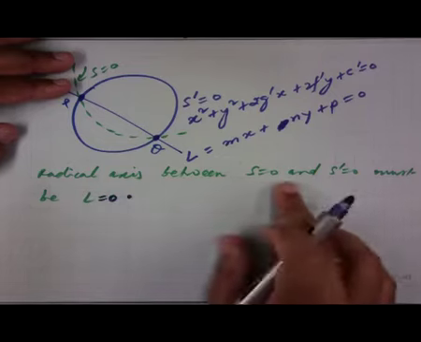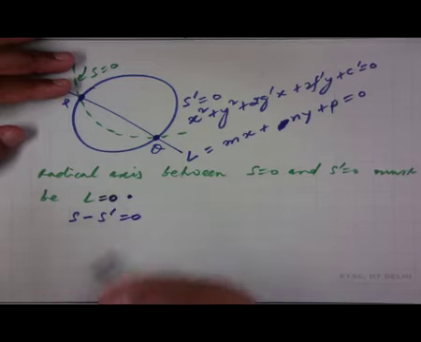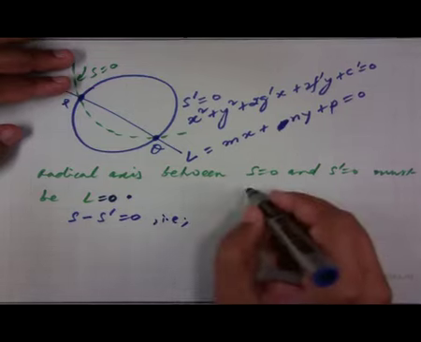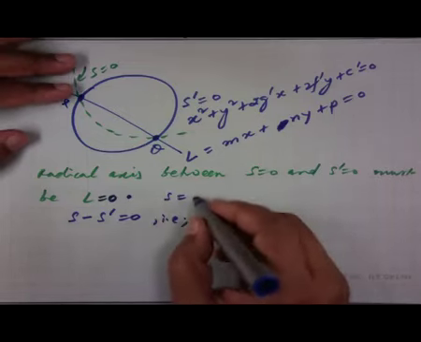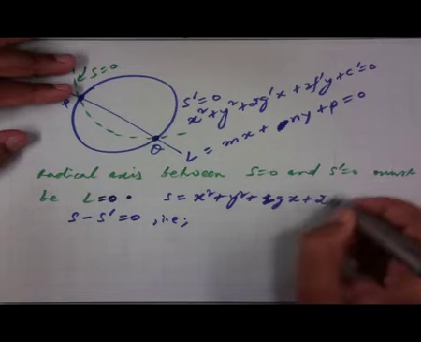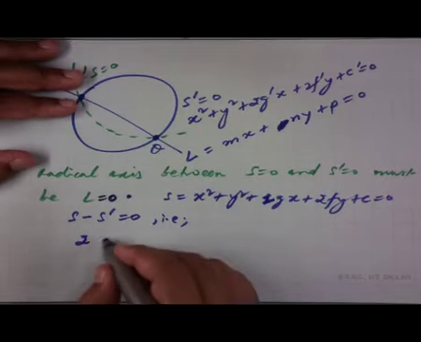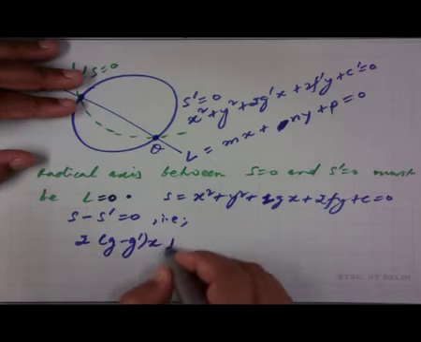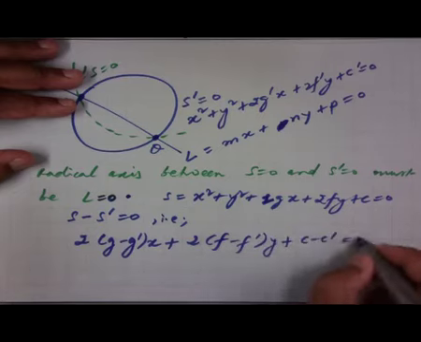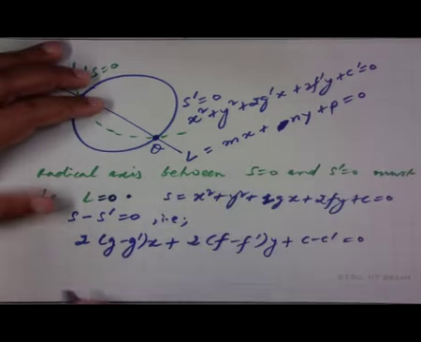The radical axis between S equal to 0 and S prime equal to 0 is given by S minus S prime equal to 0. So let us say our general circle has this equation, then S minus S prime will give this equation, but then this equation must be nothing but this equation of the straight line L.